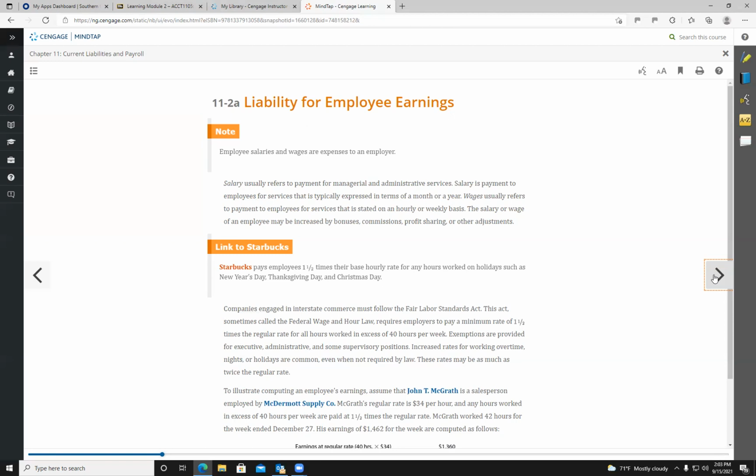Those employees only get paid for the number of hours they worked. The benefit to that is, if you only worked 20 hours, then you only get paid for 20 hours. Most wage employees don't normally come with sick and vacation leave benefits, so you only get paid for the hours you work. But the plus side to the wages side of the house is if you do work over 40 hours a week, then you get that wonderful time and a half called overtime. The salary or the wage of an employee may be increased by bonuses, commissions, profit sharing, or other adjustments like a raise.